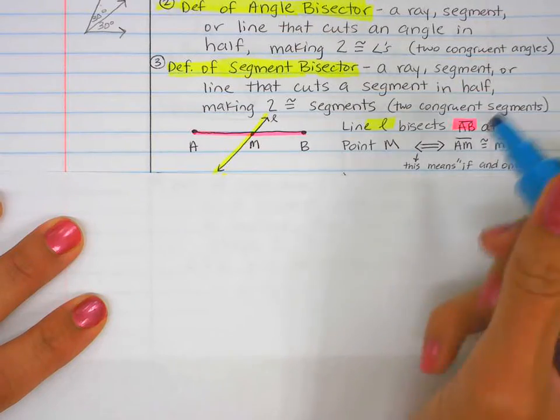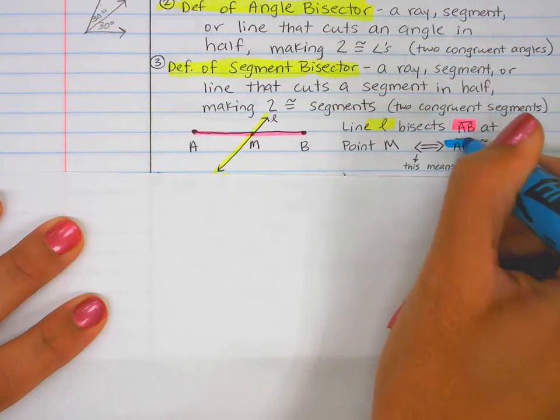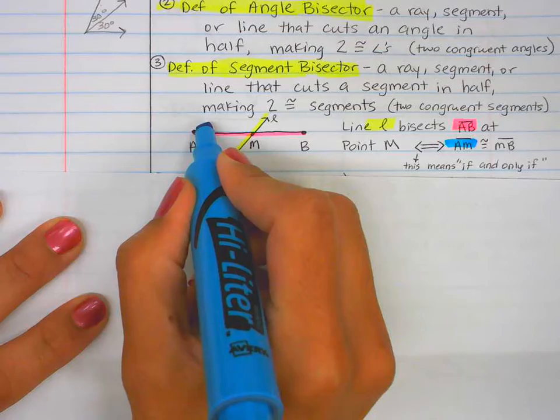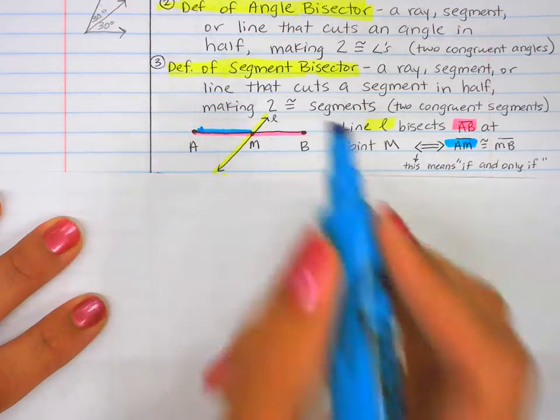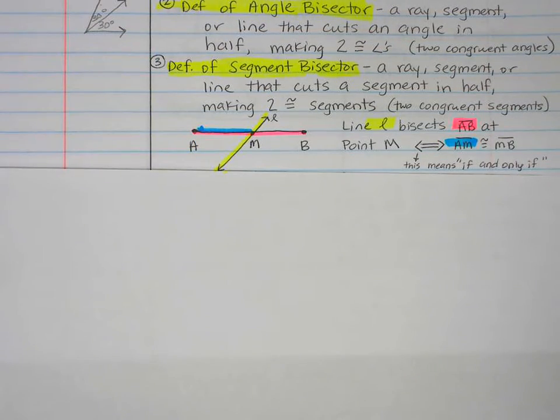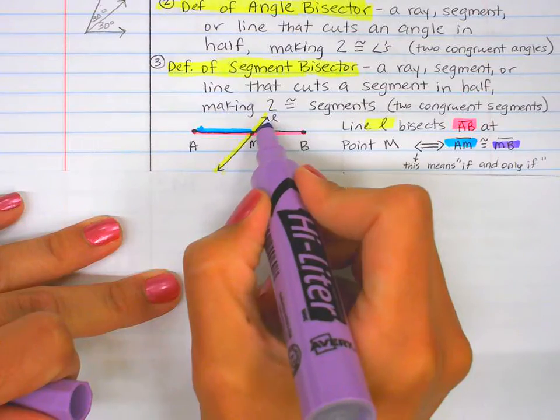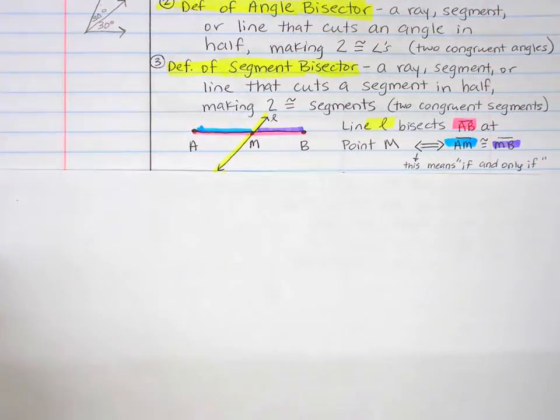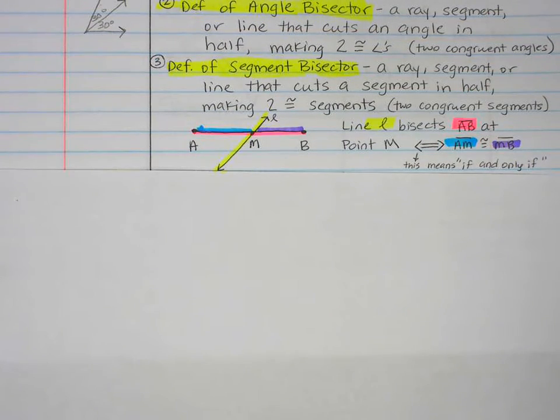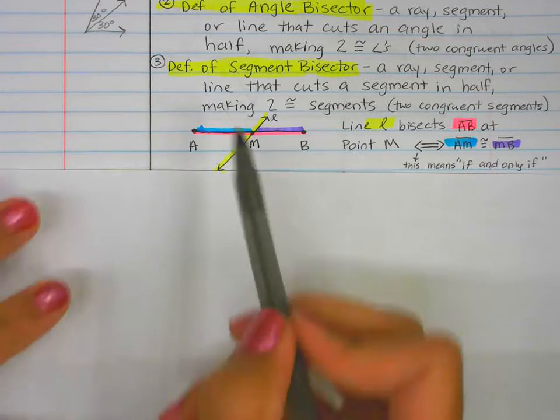So let's look at the diagram. Segment AM is right here, A to M, and then that would have to be congruent to MB, that one. So from here to here. So that makes sense if you think about it. Okay, so if line L is a segment bisector, it cuts it in half.